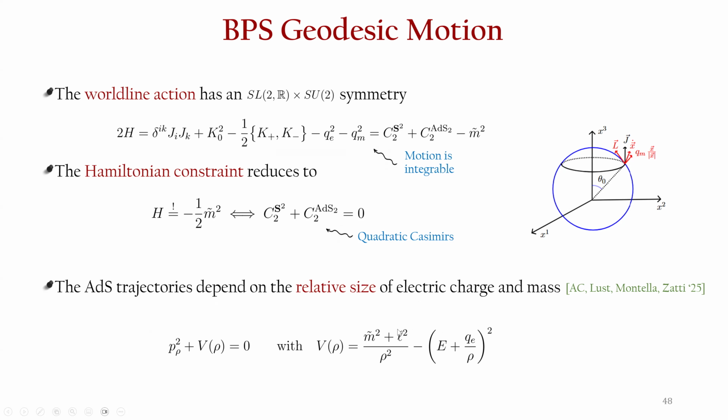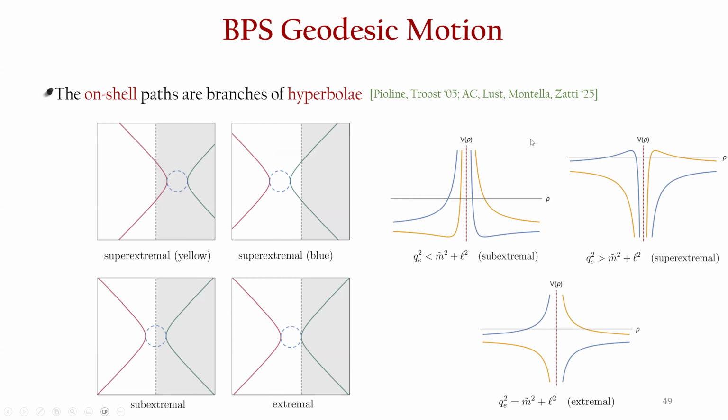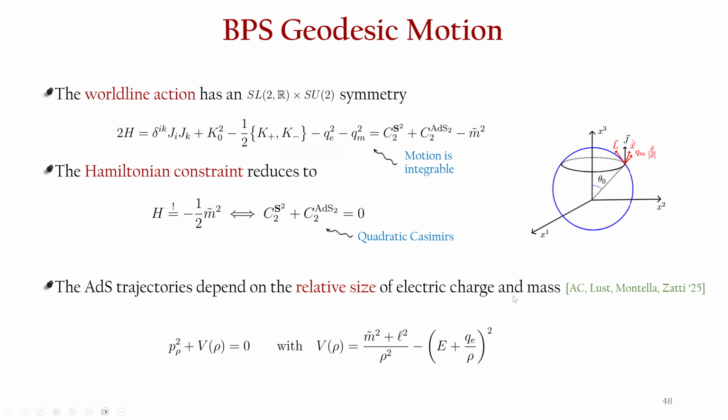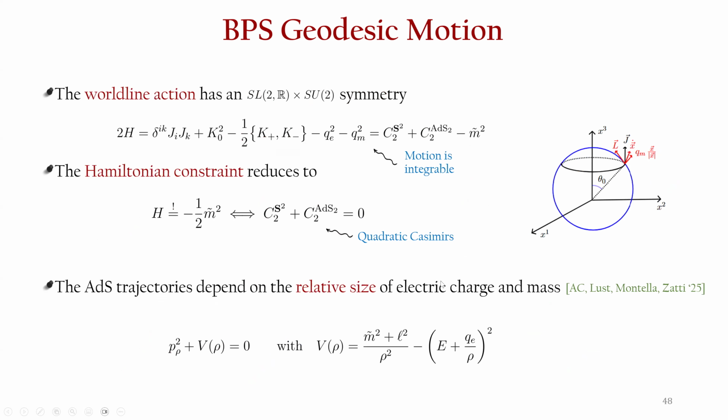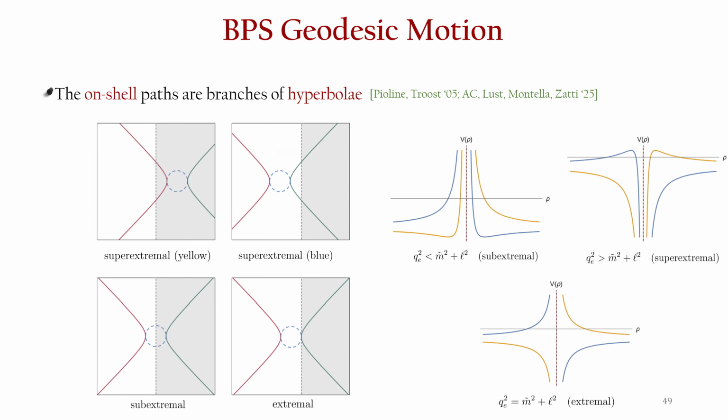But despite all this structure, to understand qualitatively what my particle is doing, we only need to focus on the relative size between the electric charge and the mass. Let me explain why. On the right-hand side, what I'm showing is literally this potential. I'm plotting the potential depending on this relative size. As you can see, there are two branches, the yellow and the blue. Essentially, this depends on the relative sign of the energy and the charge. You can think of it as switching between particle and antiparticle. It's not really important. The important thing is that you have three possibilities.